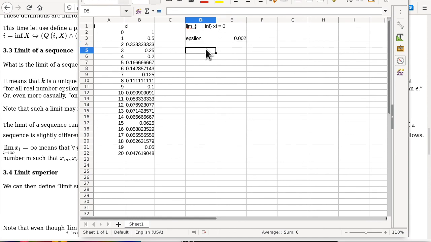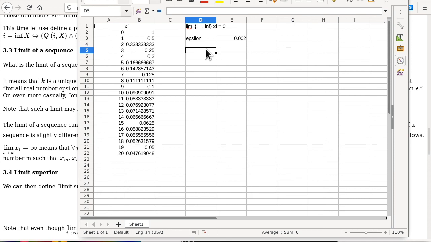So now the question is, according to the definition, you give me an epsilon and I will always be able to find an index m such that x of m is within epsilon away from 0 in this case, because k is 0. And then m plus 1, basically starting with m, all of the values, starting with x of m, are going to be within epsilon away from 0.